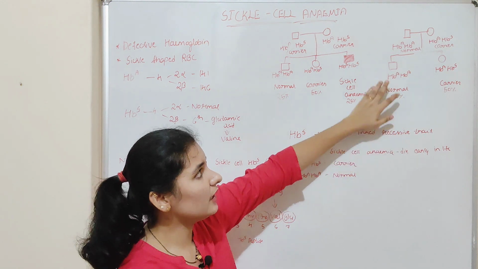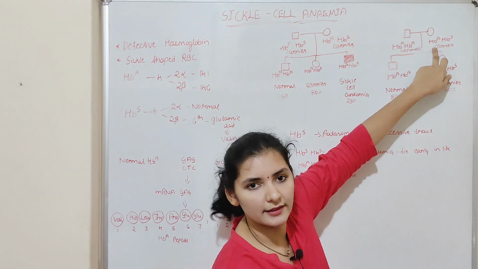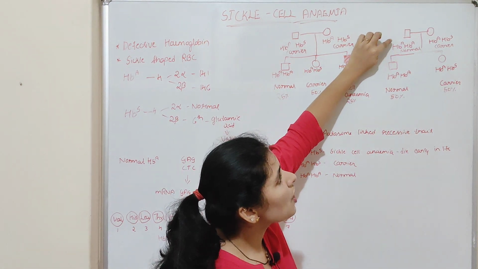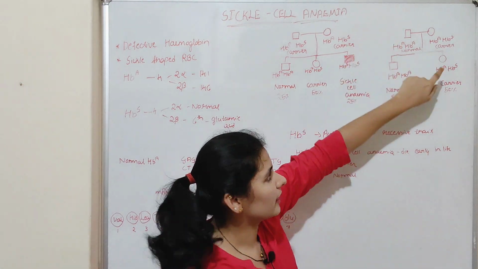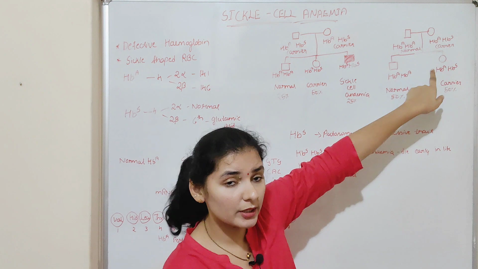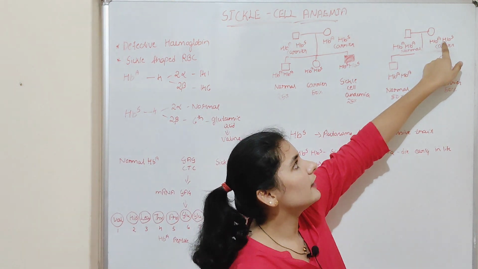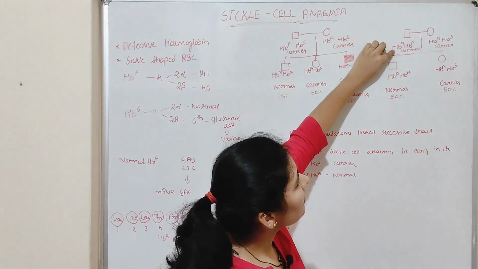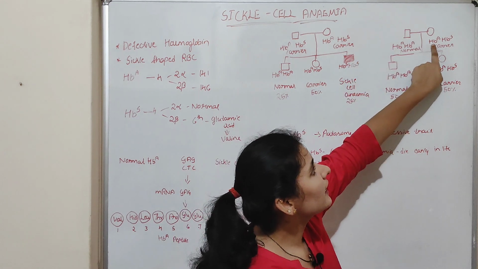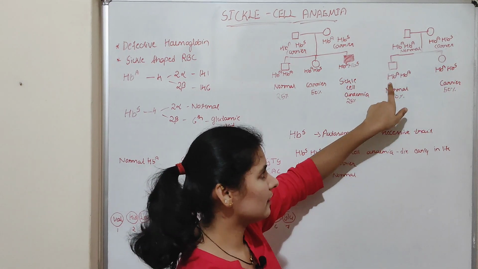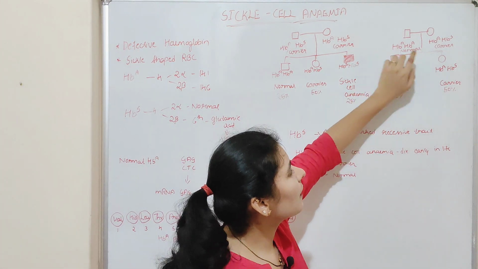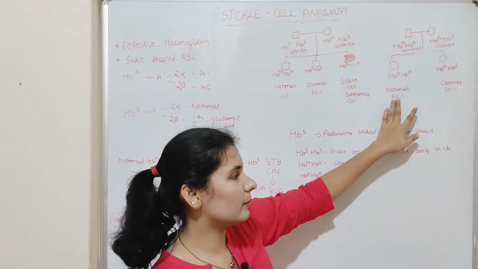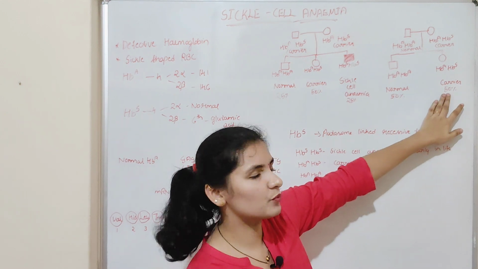In the second condition, a normal individual marries a carrier. Carrier means having HbA HbS. The normal male can produce all gametes having the normal gene, whereas the carrier woman can produce 50% gametes having the normal gene and 50% having the abnormal gene. When normal gametes combine, HbA HbA, they produce a normal individual. When HbA combines with HbS, it produces a carrier. So 50% of the offspring will be normal and 50% will be carrier.